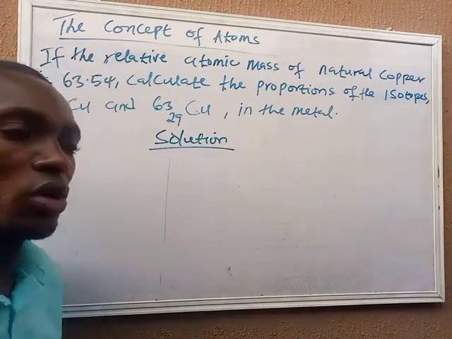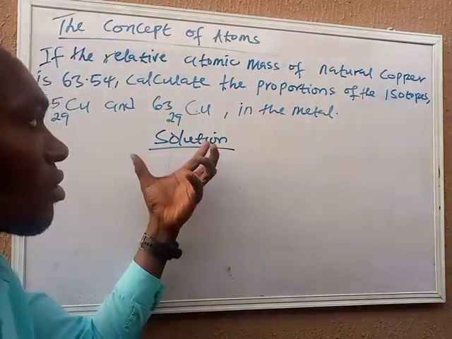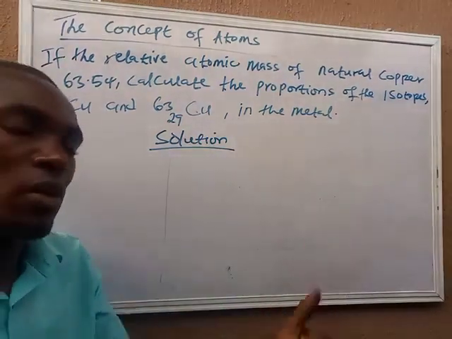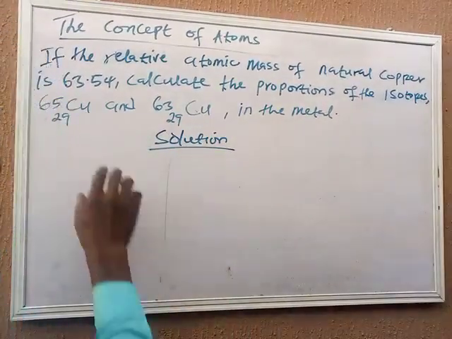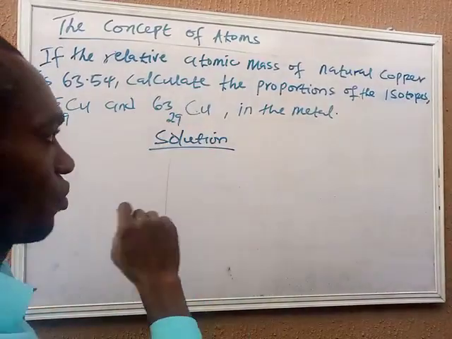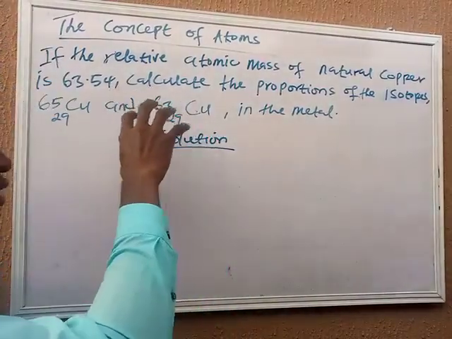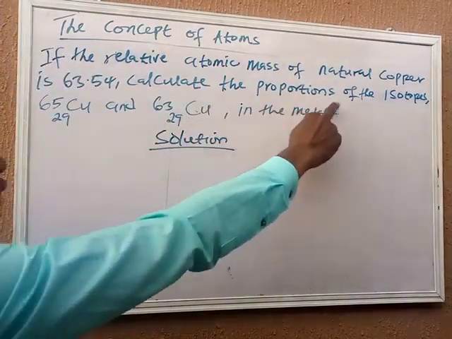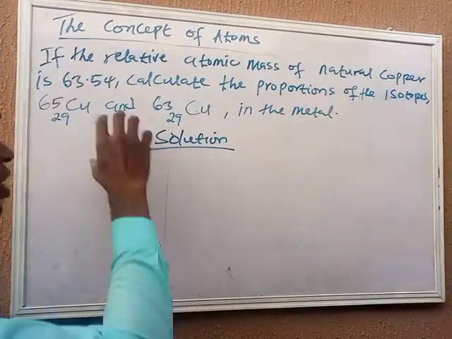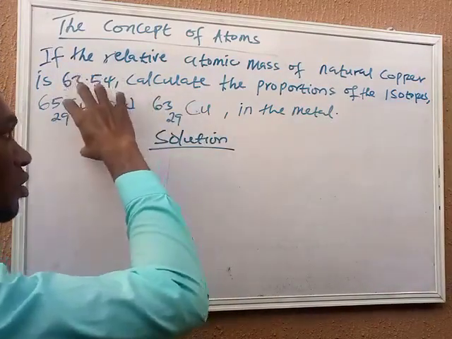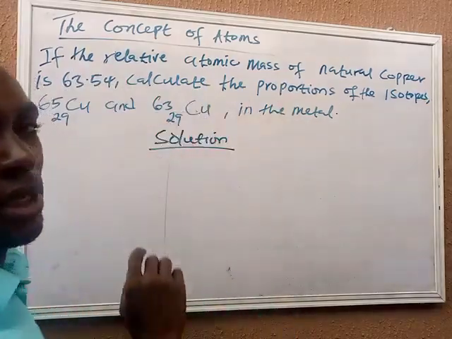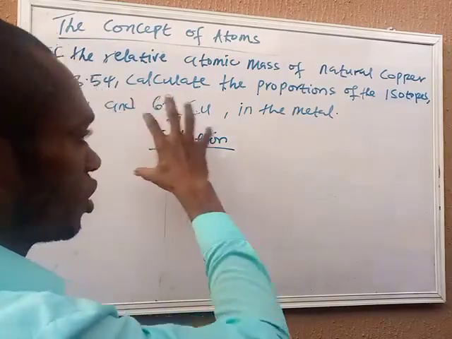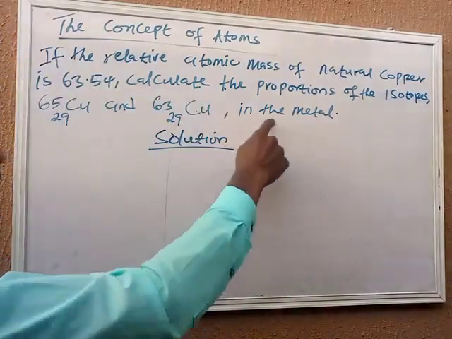isotopy explains to us the idea behind one element having the same atomic number but different mass numbers. So here we have copper. We have copper 65 and copper 63. The isotopes of this copper is what we have here. Now, we have to calculate the proportions, that's in percentage, the percentages at which this copper exists in the metal, copper 65 and copper 63. The percentages at which they all exist in the same metal.